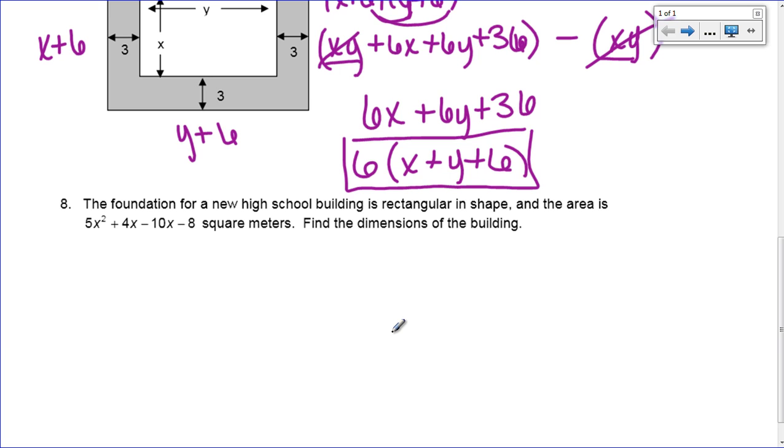So pause real quick, use what we've learned, see if you can do that last one. Go ahead and factor that 4-term polynomial, and then come back and see if you've got the right dimensions.